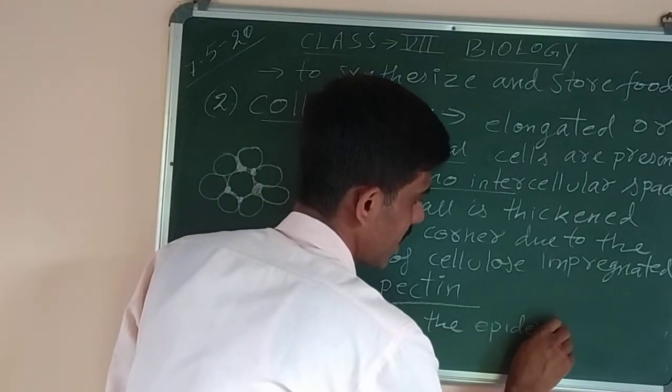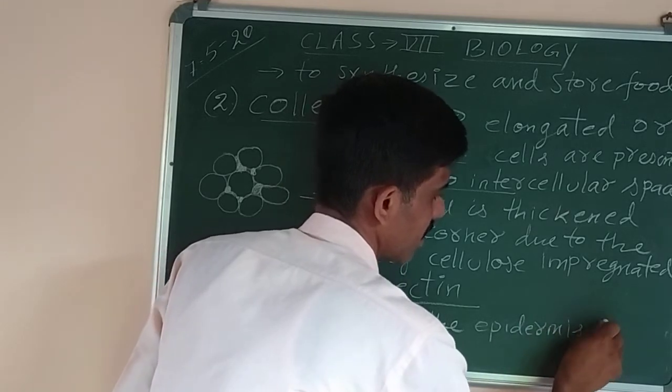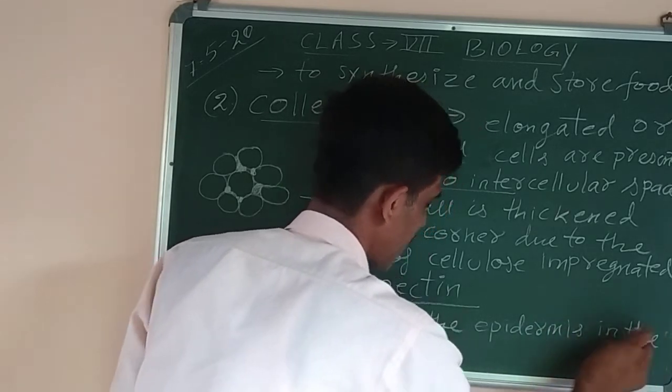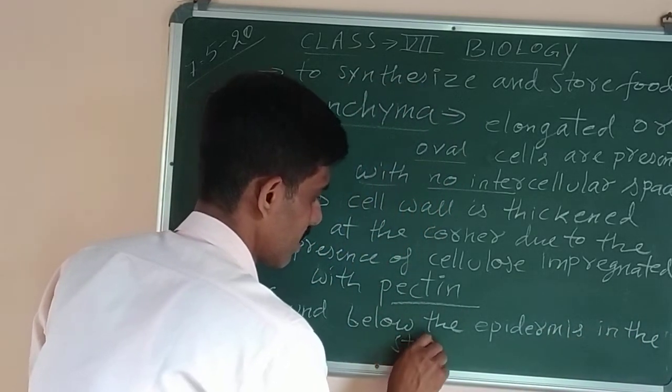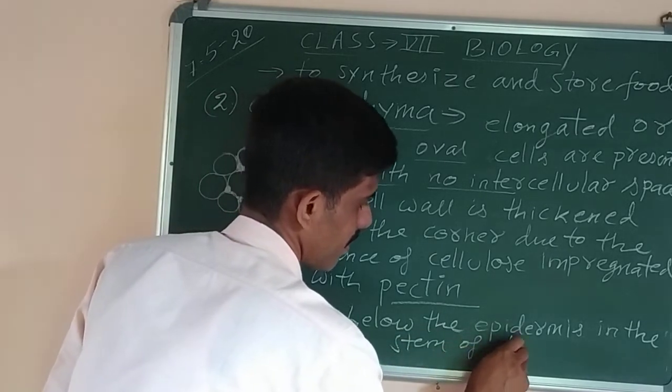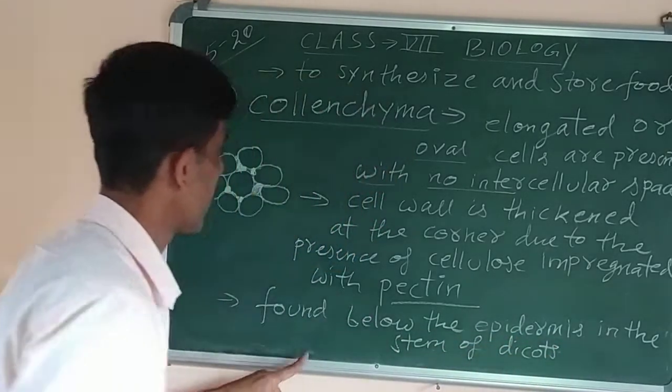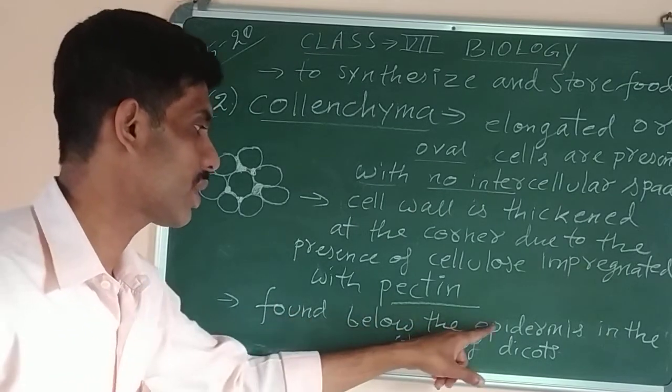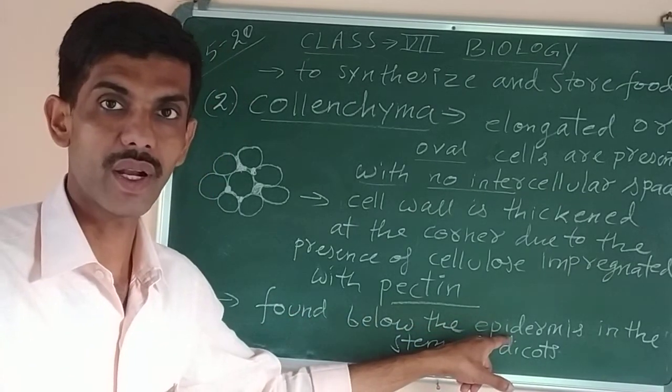What is epidermis? It is the name of the layer of cells in the stem of dicot plants. So where is parenchyma found? It is found below the epidermis. Epidermis is the name of different layers of the cells.